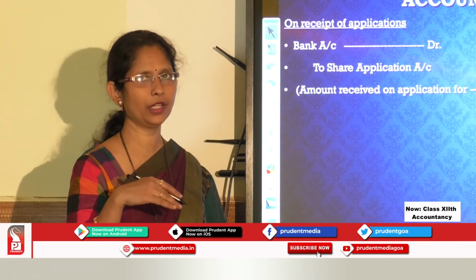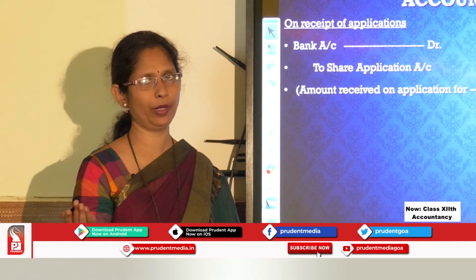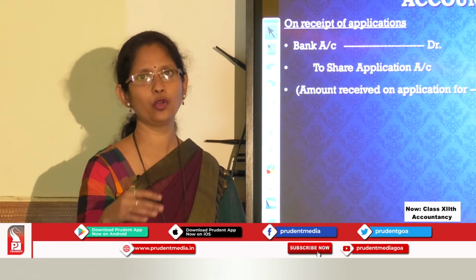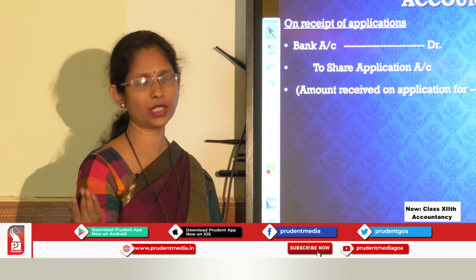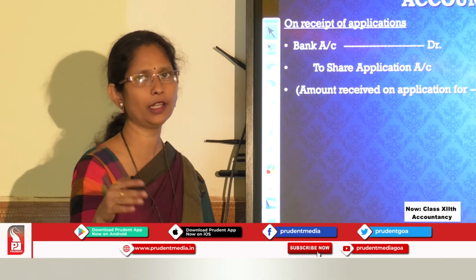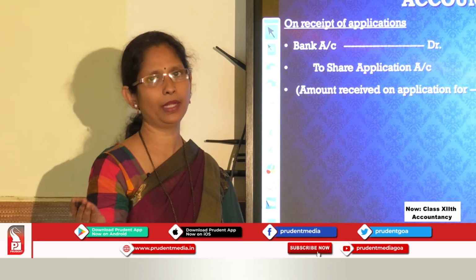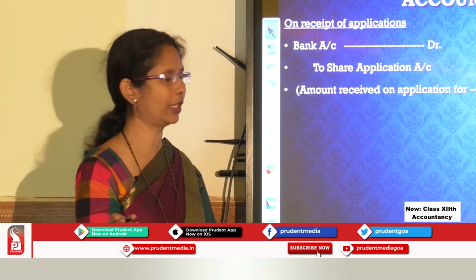We have received the applications. Next is what? Allotment. Now the directors will decide whom to give the shares and whom not to give the shares. So that if there was oversubscription, some shares would be rejected and then you have to pay the money back to them, refund the money back to them.